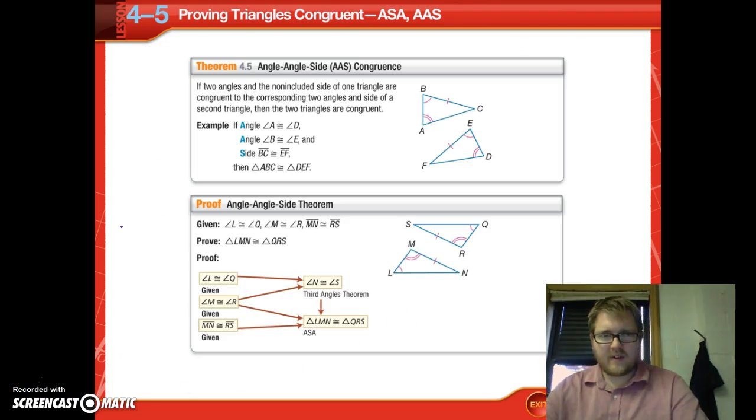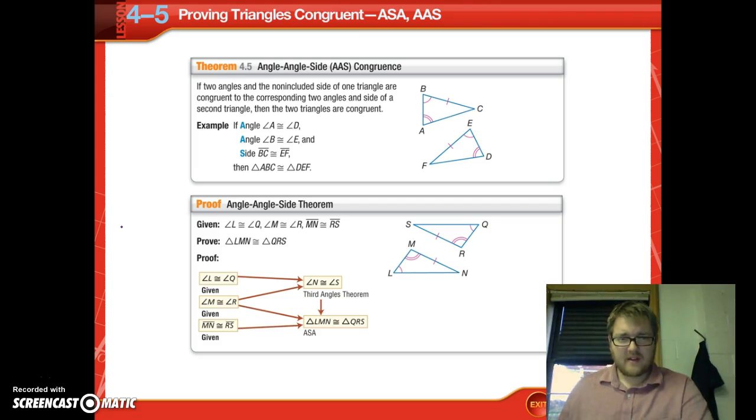Alright, so now we have the AAS Theorem 4.5 and its proof. If two angles and the non-included side of a triangle are congruent to the corresponding angles and non-included side of another triangle, then the two triangles are congruent. So as you can see there, angle A and angle B have a non-included side BC. Angle E and angle D have a non-included side EF, and those two angles and the non-included side happen to be congruent. That makes the entire triangle congruent.